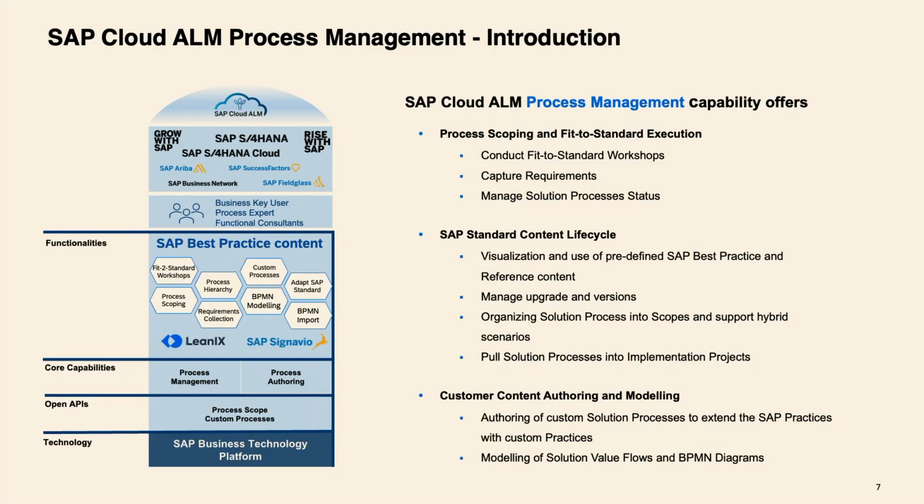So everything around S/4HANA public cloud, private cloud, on-prem, and so on, SuccessFactors, ISBN, Intelligent Spend and Business Network. There we have products like SAP Ariba, SAP Business Network, SAP Fieldglass, and Integrated Business Planning, the IBP. For all of those products, you find standard process content from SAP directly in our tool.